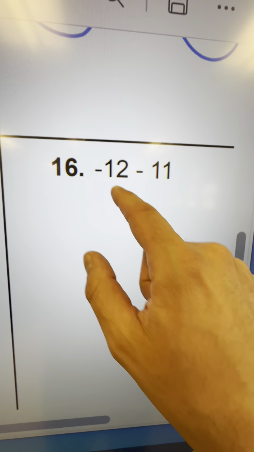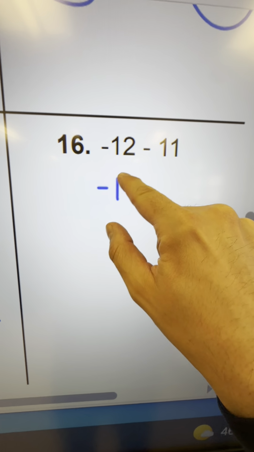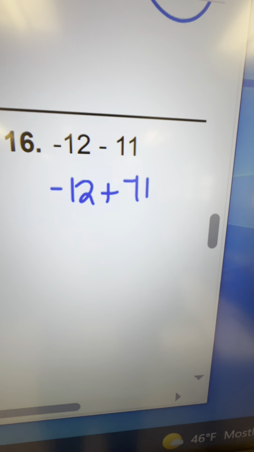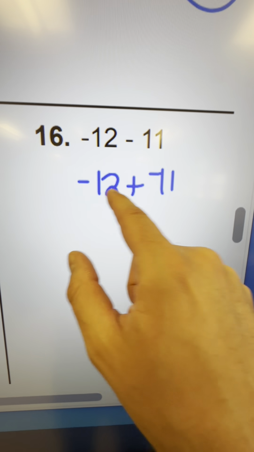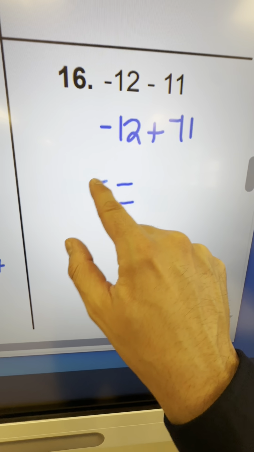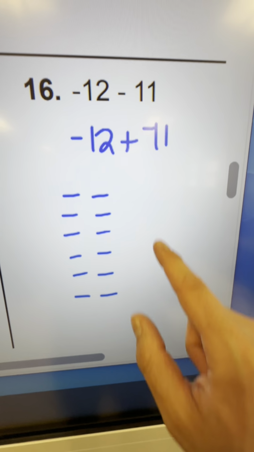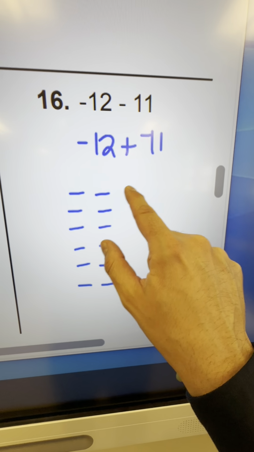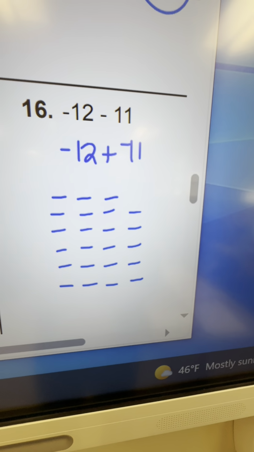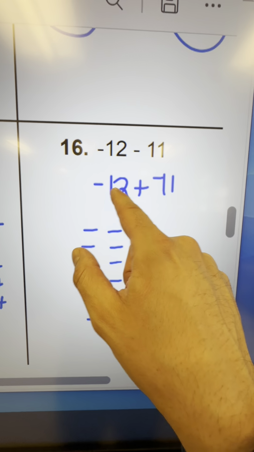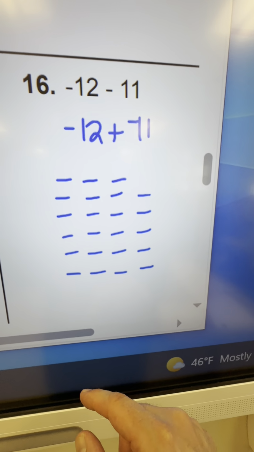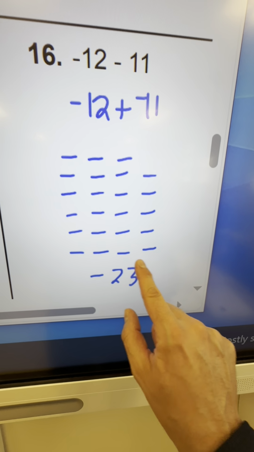And then the last one, write it as addition. Keep this, change that to addition, and then the opposite of that, -11. So now 12 negatives plus 11 negatives. I've got 1, 2, 3, 4, 5, 6, 7, 8, 9, 10, 11, 12, then I'm adding 11 more negatives. So altogether, you can see 12 negatives plus 11 negatives. Nothing cancels. We just end up with more negatives. So the answer here is -23.